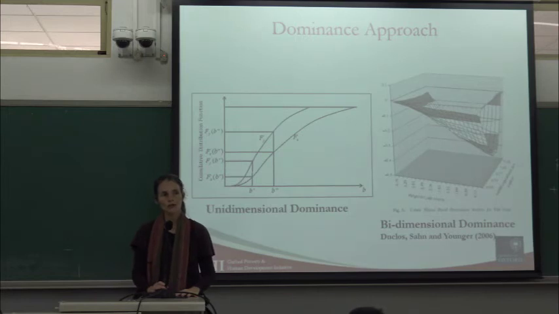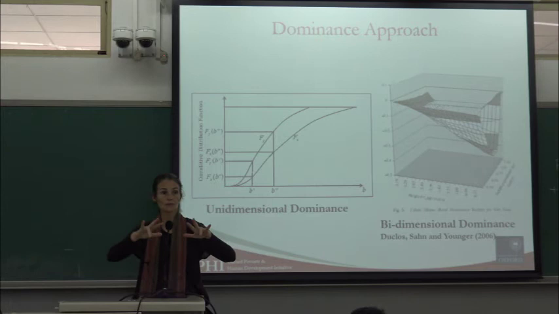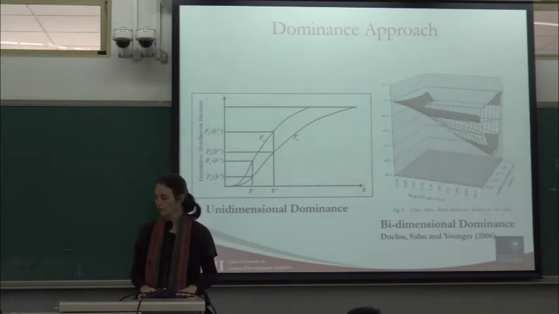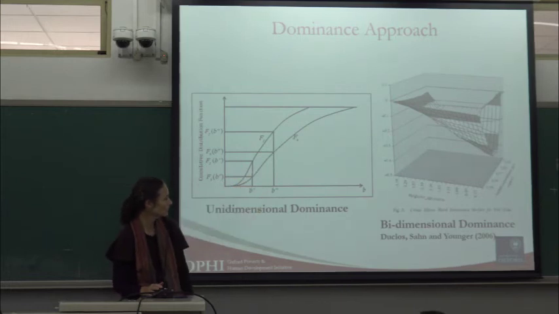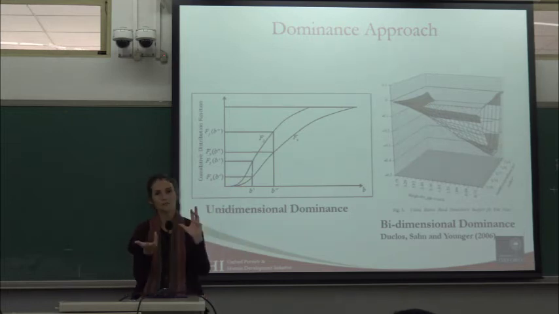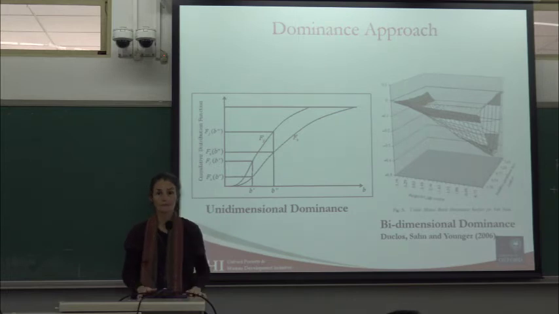Now we're going to think about this in multidimensional space, and so we have surfaces rather than curves. So bidimensional dominance is pictured there. It's hard to picture some of the higher orders. And we're going to see if these planes intersect with each other or if they are distinct. Okay?